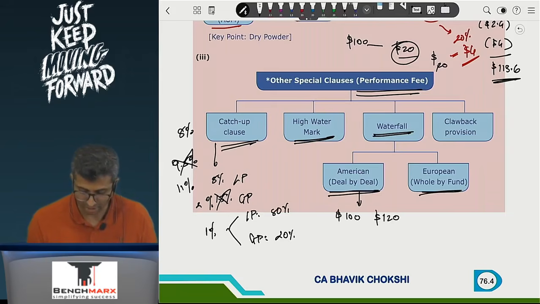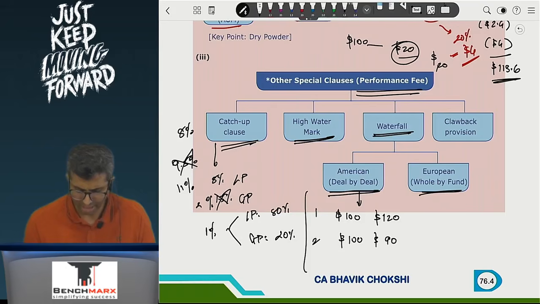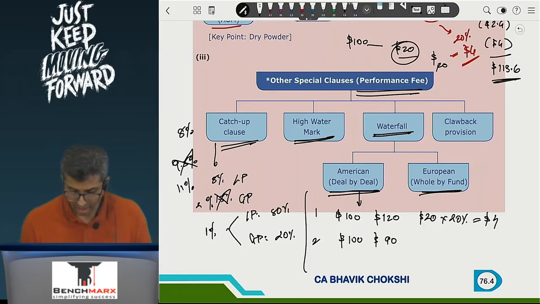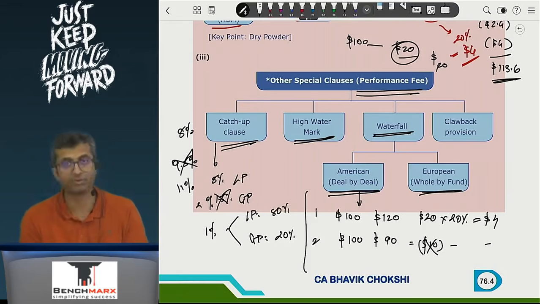and it becomes 120, and there is another deal where I've invested 100 and this becomes 90, there is investment 1 and investment 2. So if there is an American waterfall, I will say on the first deal I made $20, and $20 into 20%, this is $4, will go to the GP. It's a deal by deal sharing. In the second deal, I made a $10 loss. It is a loss, so there is no incentive. However, the general partner will end up getting $4.